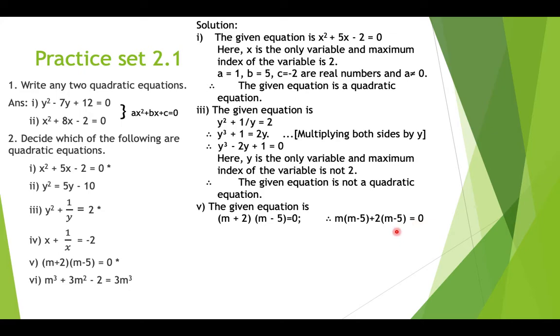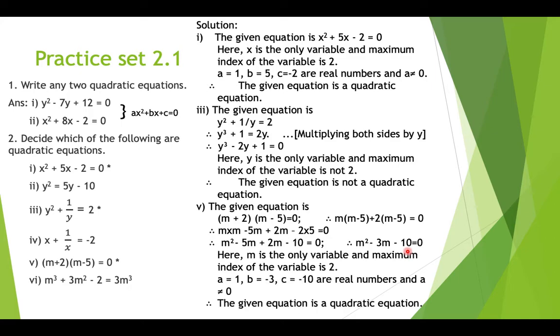Rearranging this, that is opening the brackets, we get m into m minus 5m plus 2 into m minus 2 into 5 is equal to 0. So we are going to get m square minus 5m plus 2m minus 10 is equal to 0. Rearranging this, we get m square minus 3m minus 10 is equal to 0. So over here m is the only variable and the maximum power is 2. Therefore it is a quadratic equation and also a is not equal to 0.